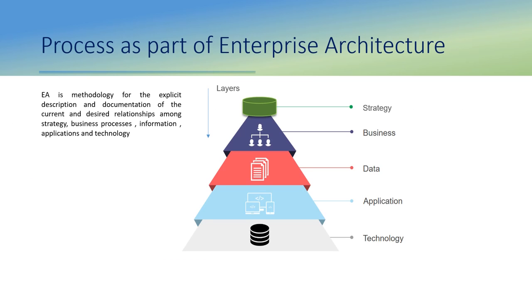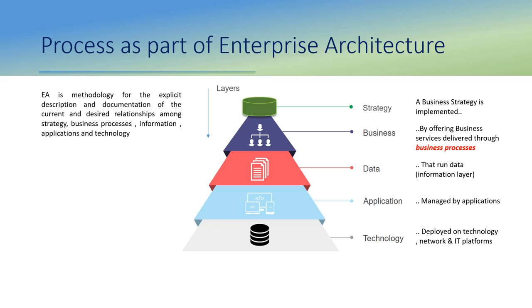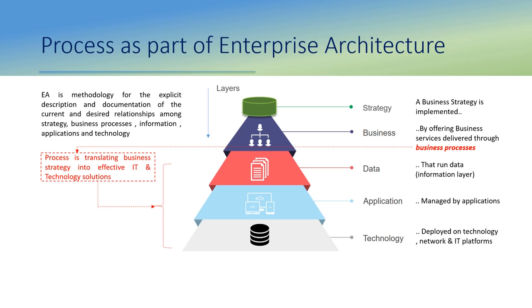An enterprise architecture is a structured methodology for the explicit description and documentation of the current and desired relationships among strategy, business processes, information, applications, and technology. Thus, a business strategy is implemented by offering business services delivered through processes that run data, managed by applications, and deployed on technology, network, and IT platforms. The business processes are translating business strategy into effective IT and technology solutions.